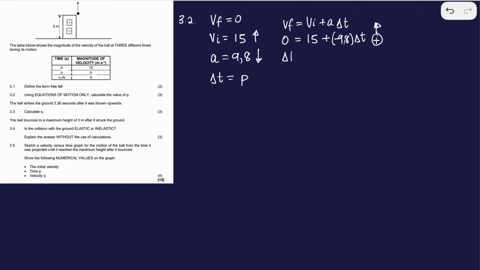Now we solve for delta t, and delta t is going to be 1,53 seconds. So since we know that delta t is P, we can say that P is equal to 1,53 seconds.